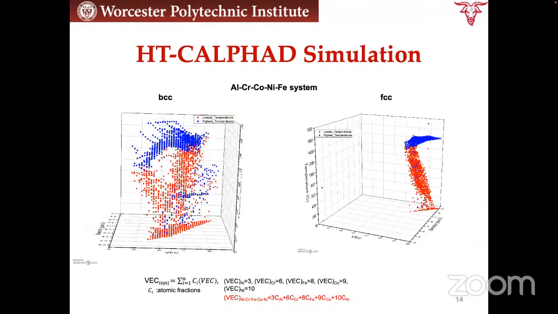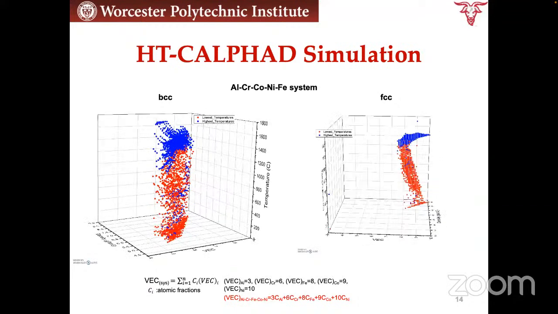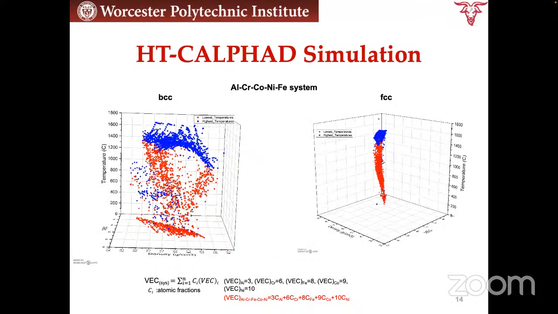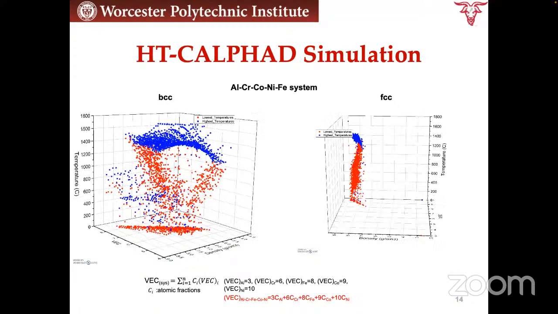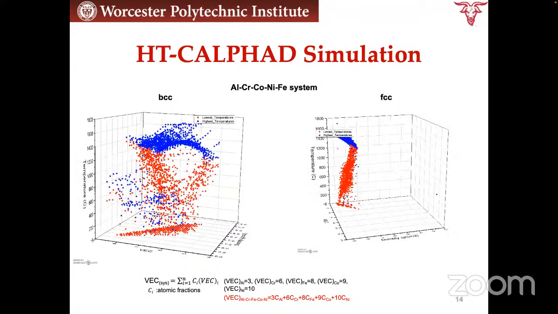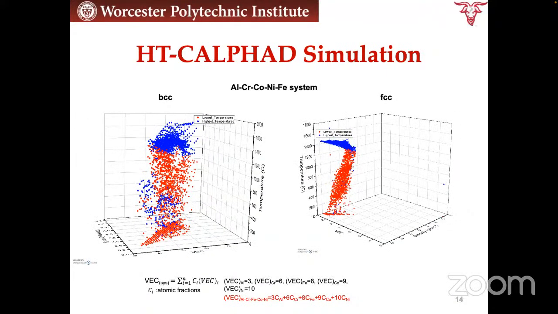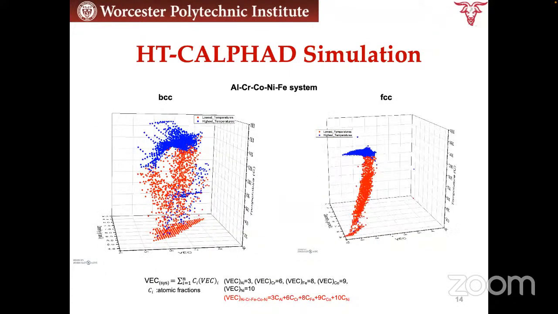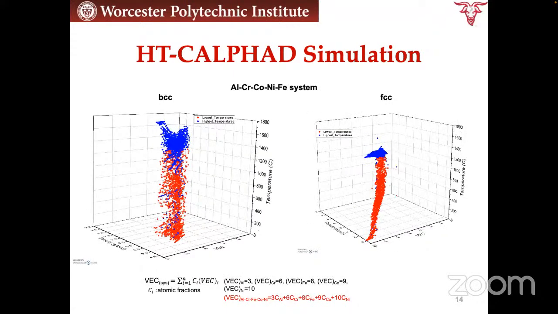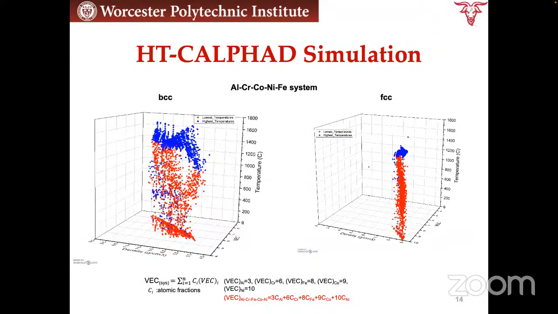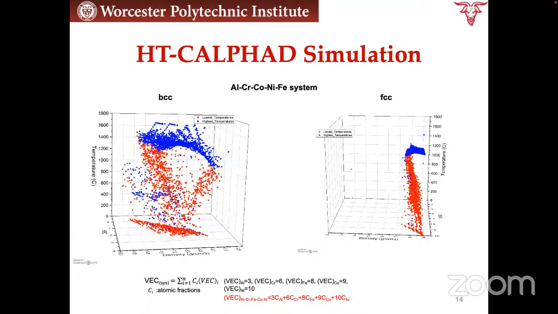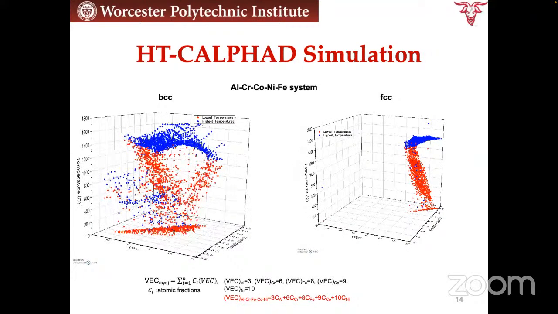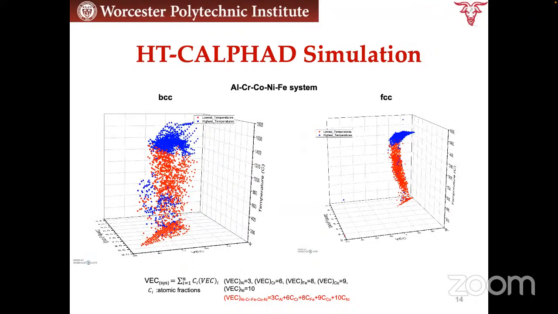And here it just shows the video we created on these several thousand BCC and FCC calculations. So the blue dots show the maximum temperature at which BCC or FCC will be stable, and the red dots will be the lowest temperature at which FCC or BCC will be stable. So this will give you a range of how wide the temperature range is where FCC and BCC will be stable. With that, you can figure out what are the good compositions for you.